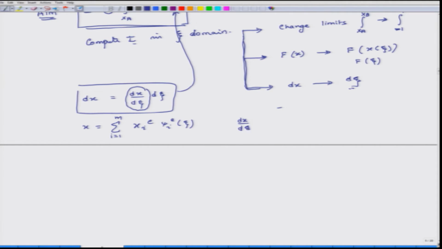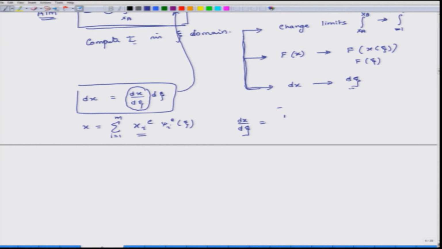dx over d zeta equals, what are xi's? They are constants, right. So, when I do the differentiation, these are the values of x at specific nodes, they are constants, so they do not change. So, when I do the differentiation with respect to zeta, they do not influence the differential, right.